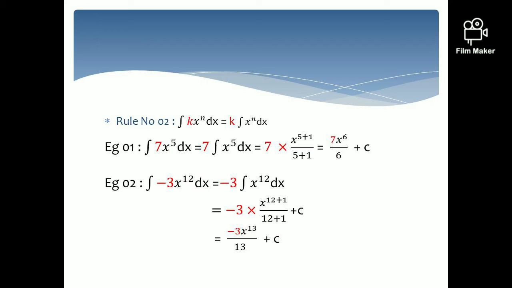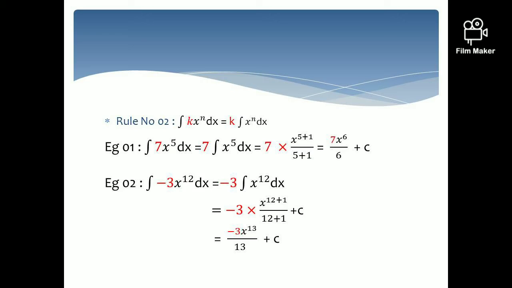For example, the integration of 7 times x to the power 5. We can simply take this 7 out and write 7 times the integration of x to the power 5. Your answer turns into 7 times x to the power 5 plus 1 over 5 plus 1. Then the final answer is 7x to the power 6 divided by 6 plus c. Remember children, it's compulsory for you to add a constant c at the end.